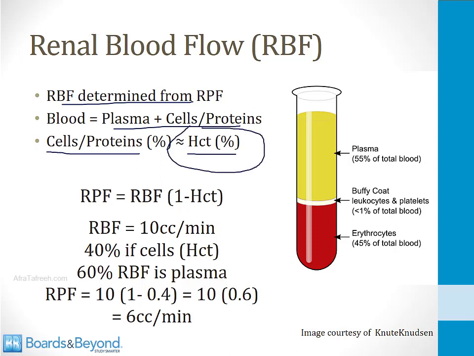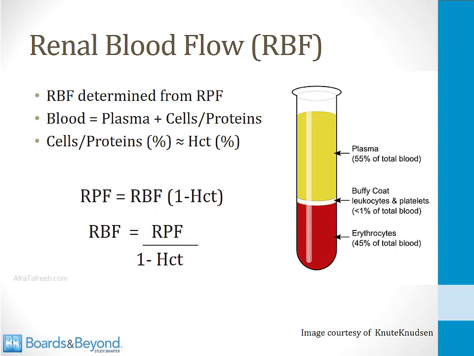So the math works out such that the renal plasma flow is renal blood flow times 1 minus hematocrit. So for example, if we knew that renal blood flow were 10 cc's a minute, and we knew that 40% of that blood was cells and proteins, that's the hematocrit, that means 60% of the renal blood flow must be plasma. Therefore, the renal plasma flow is the 10 cc's a minute times 1 minus 0.4, or 0.6, which works out to 6 cc's a minute. Another way we can rearrange this equation is to say that the renal blood flow is equal to the renal plasma flow divided by 1 minus the hematocrit.